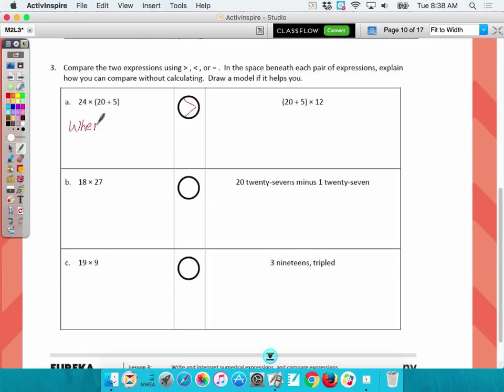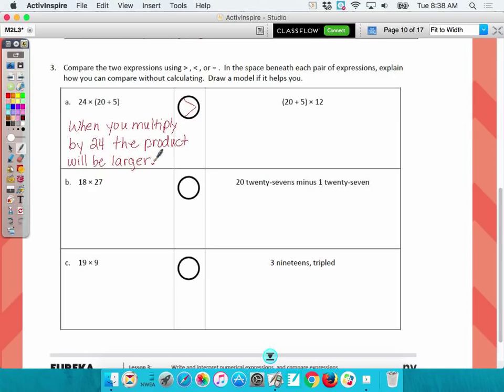When you multiply by 24, the product will be larger, right? Yeah. I think that's good enough.